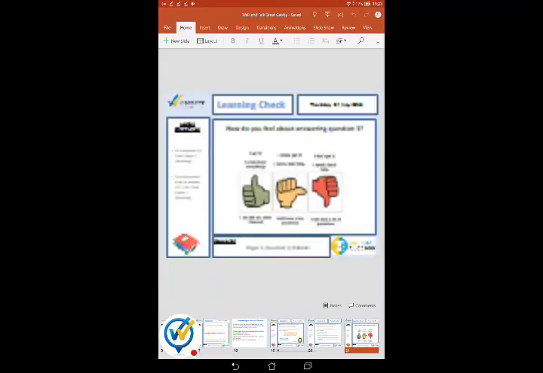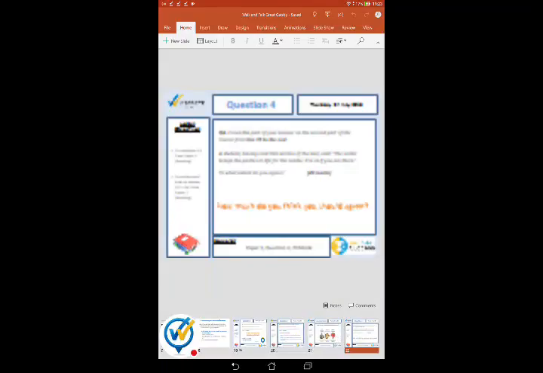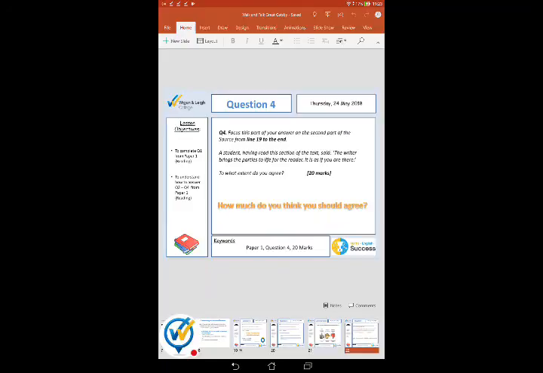If I just move along and try to get to question 4. Okay, so in this Great Gatsby text, it says focus this part of your answer on the second part of the source from line 19 to the end. A student, having read this section of the text, said the writer brings the parties to life for the reader, and it's as if you are there. To what extent do you agree?